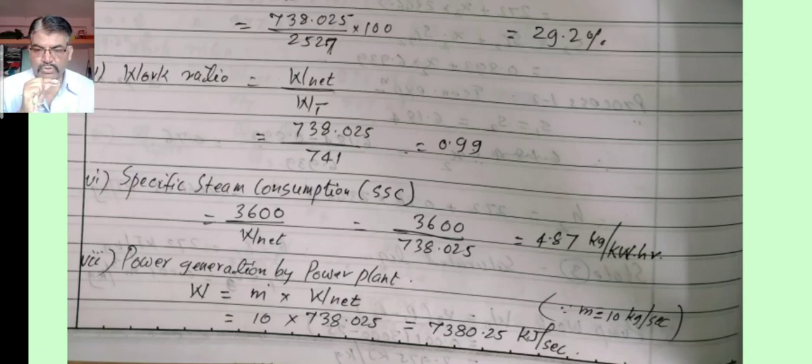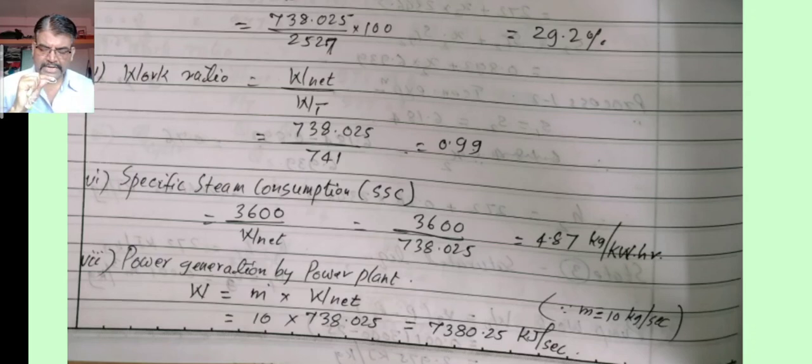Now one more important quantity we have to find out is the steam specific consumption, also called SSC. For that the formula is 3600 divided by W net. Putting the value of W net, we get the value of 4.87 in terms of kg per kilowatt hour. And one of the last answers we have to find out is the power generation by the power plant. The formula we have is W is equal to M into W net.